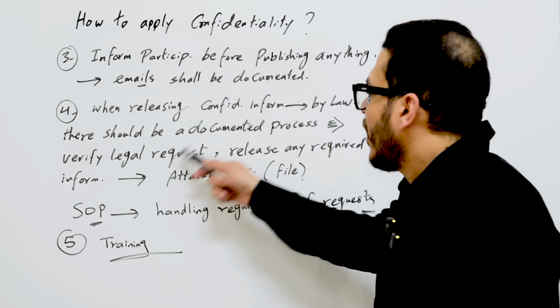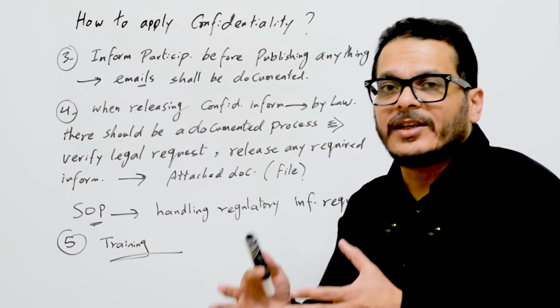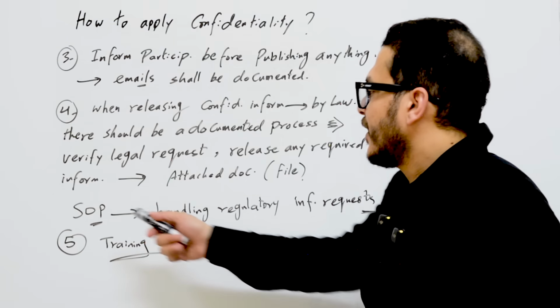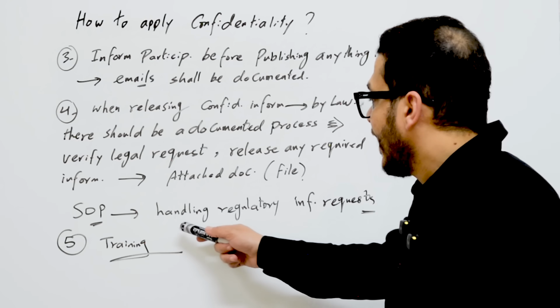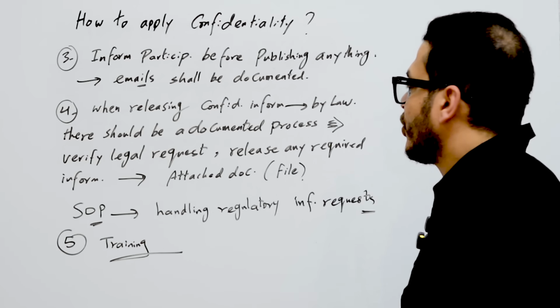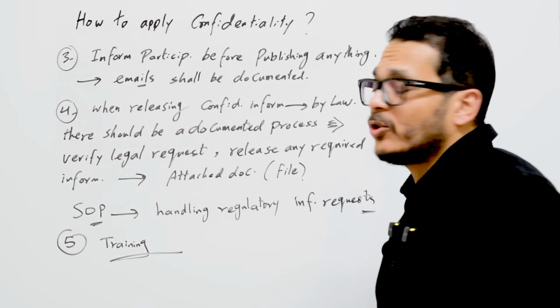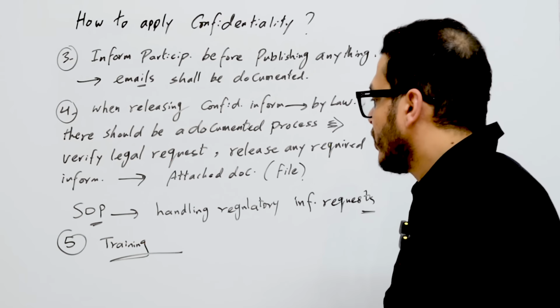But all attached documents you can keep in a file. And inside the SOP for confidentiality, you will also add handling regulatory information requests. That point is also added to the SOP regarding confidentiality.